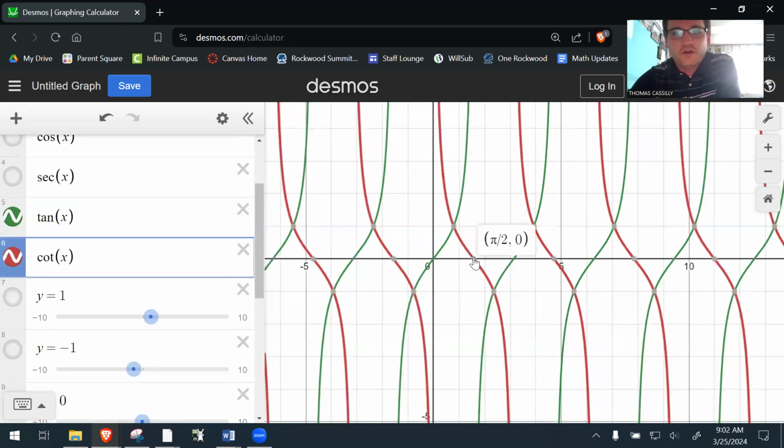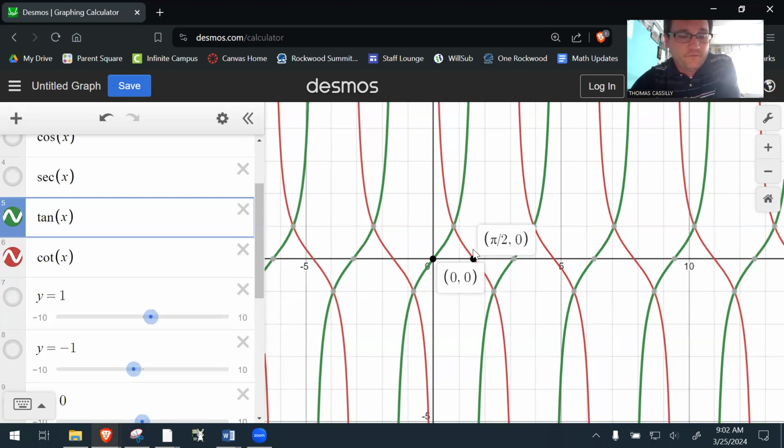All right, so if we look here, what can we say? The tangent function, we said, starts at 0 and it has asymptotes at pi over 2. If you look at the cotangent function, it has asymptotes, looks like at every interval of pi, and it crosses 0 at pi over 2.